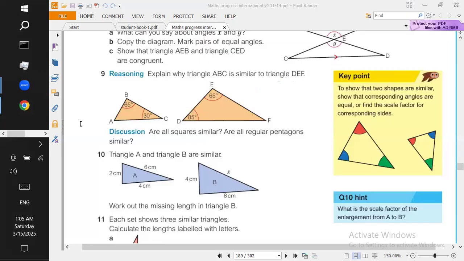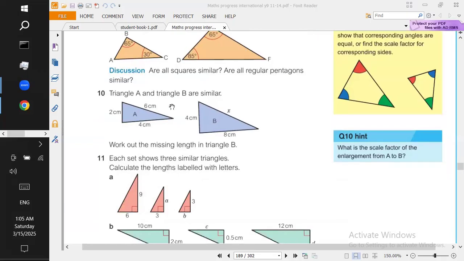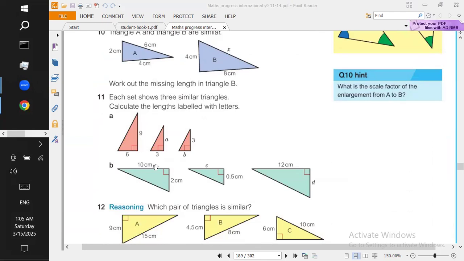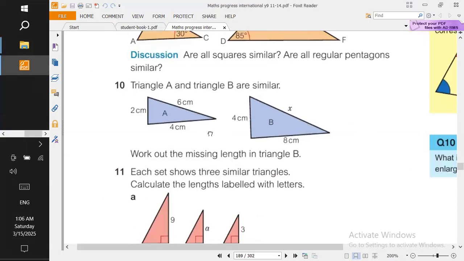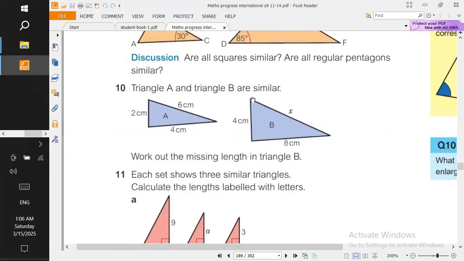Now, let's take a look at question 10. Question 10, 11, A, B, they have the same idea, all of them. So basically, you're going to find the scale and then use it to find the missing line. Triangle A and triangle B are similar. Work out the missing length in triangle B. So here we are missing X. We need to find it. So first step you have to do is find the scale of enlargement and then use it to find the missing line. So how do we find the scale of enlargement?